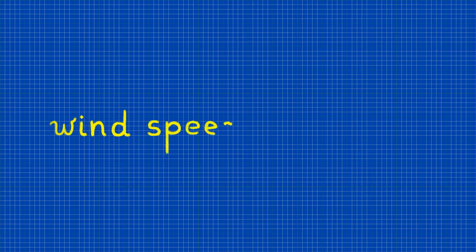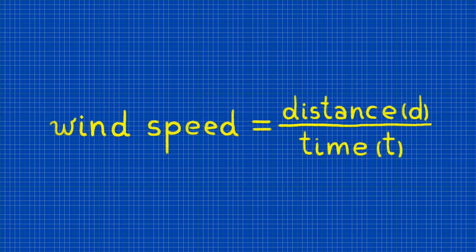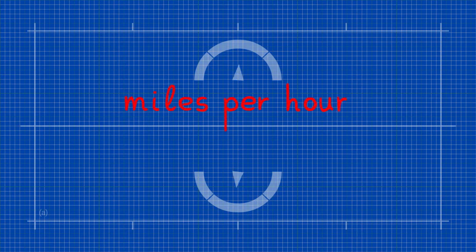Wind speed is measured in distance per time. Weather forecasters usually describe wind speed in miles per hour, while scientists use meters per second.